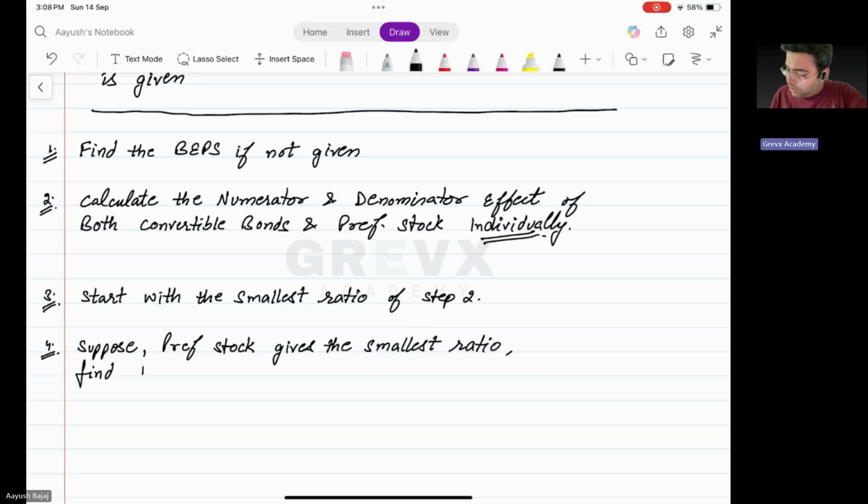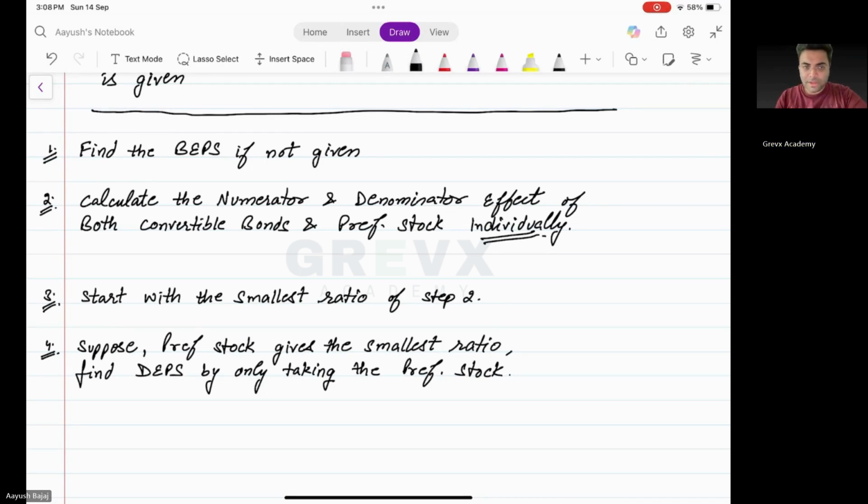We are going to find diluted EPS by only taking the preferred stock into consideration. That means if, out of bonds and preferred stock, the preferred stock effect gives the lowest ratio, we will compute the diluted EPS by only taking the effect of preferred stock.